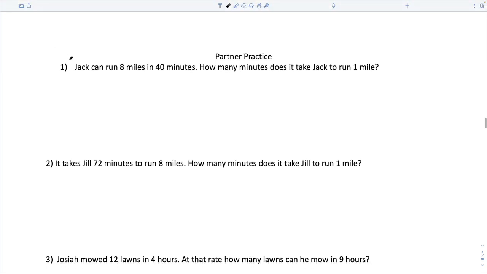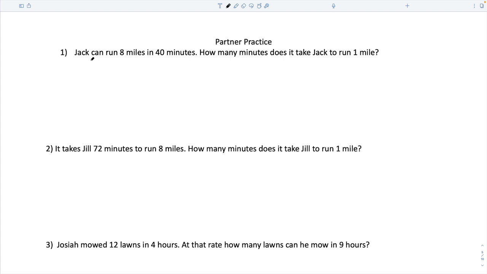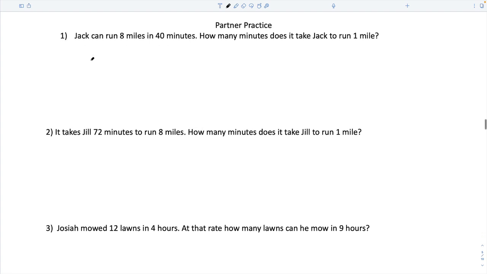Very good. Yes. Read number 1 for me, Maddie. Jack can run 8 miles in 40 minutes. How many minutes does it take for Jack to run 1 mile? With this setup, you're going to start on the right side, and we want to make a ratio. I need to put minutes or miles on the top. What unit goes on the top? If you have a mental math problem that you got the answer for, just put it on the side, but then set it up for me.